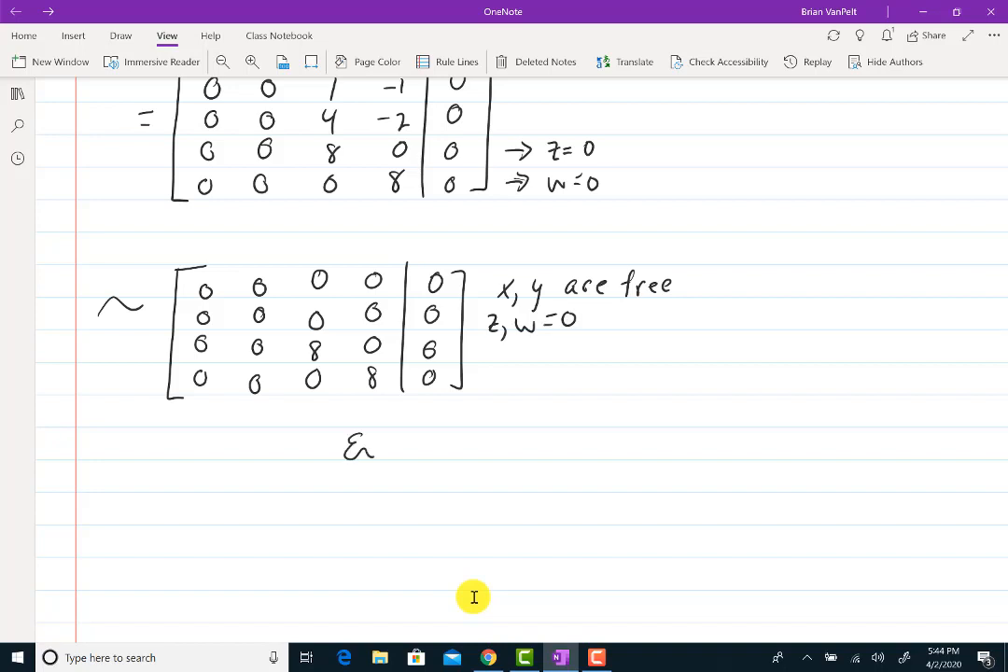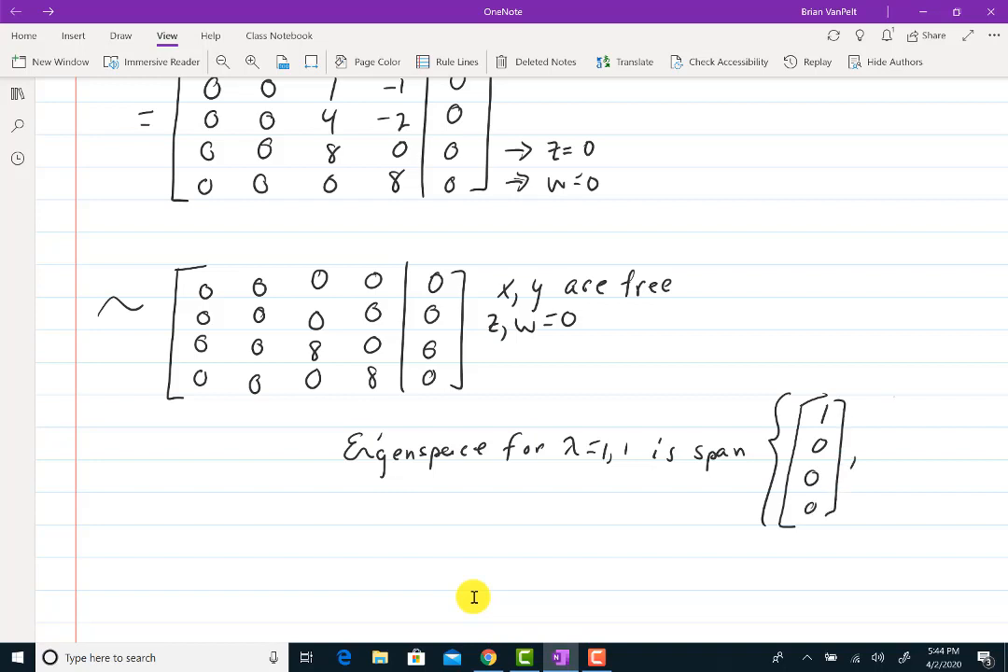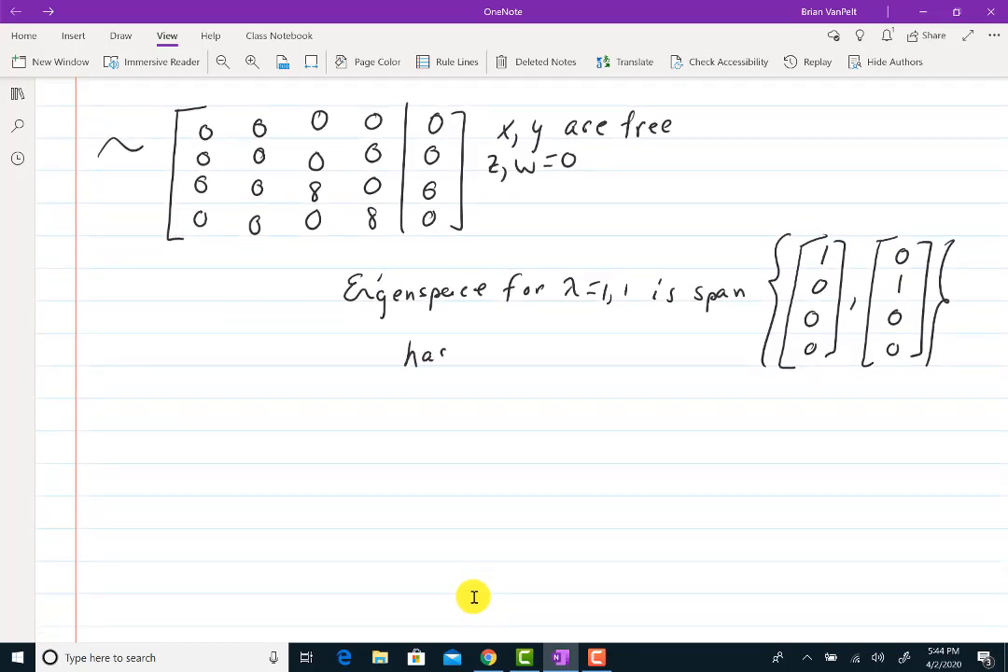So my eigenspace for lambda equals 1 is the span. Since x and y can really be anything, I can let 1, 0, 0, 0 be the spanning vector for x, and then 0, 1, 0, 0 be the spanning vector for y. So good. The geometric multiplicity of 1 is the same as the algebraic multiplicity of 1. So this has geometric multiplicity 2, same as the algebraic multiplicity.